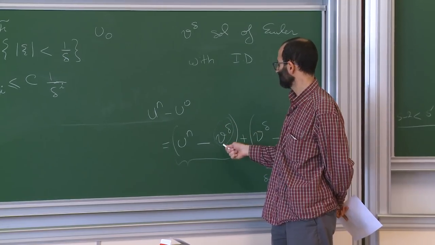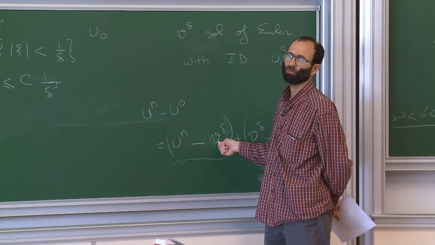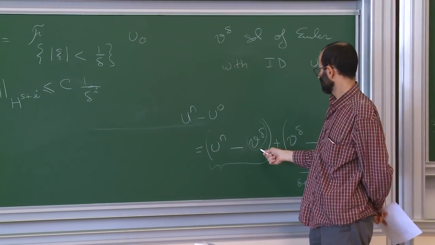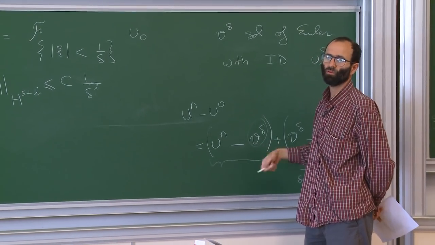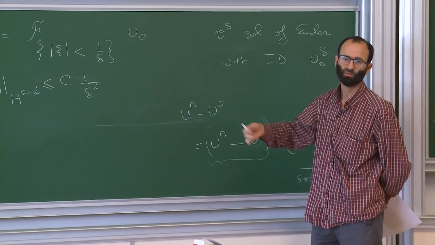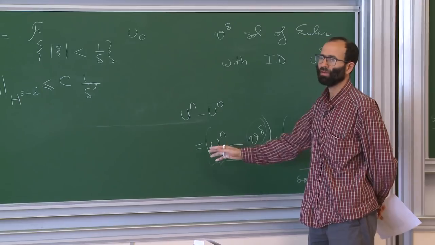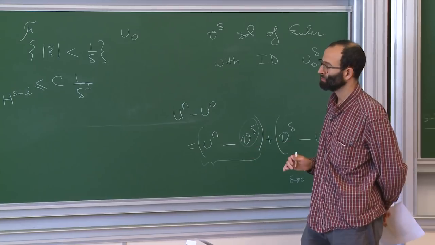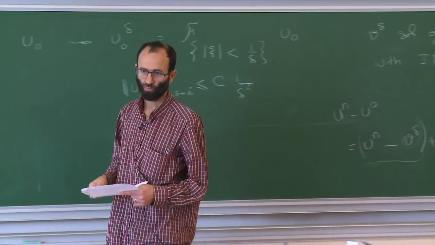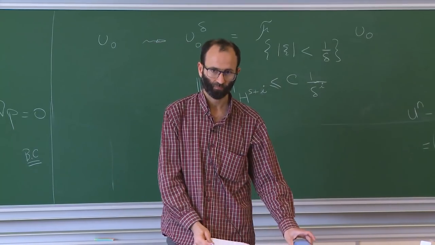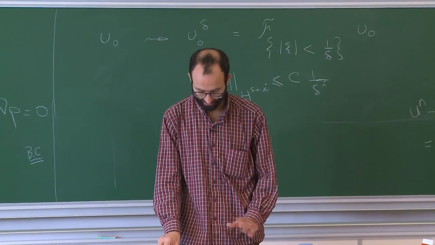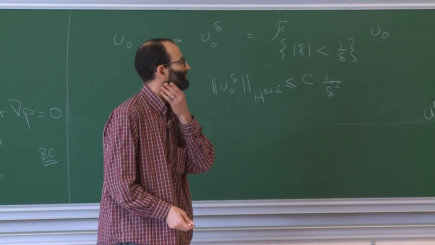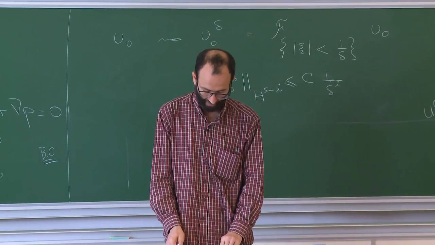Now your V delta is in a better space. You can put it even in HS plus 2. But to get that it is in HS plus 2, you have to lose some 1 over delta squared. Okay, and then you optimize. There is some work. You optimize the value of delta in terms of the viscosity, and you can prove the result. It's not very difficult, but it's okay. Any questions? Of course.